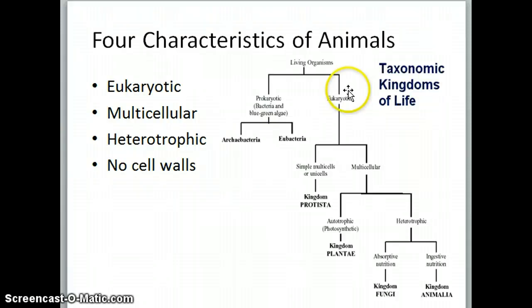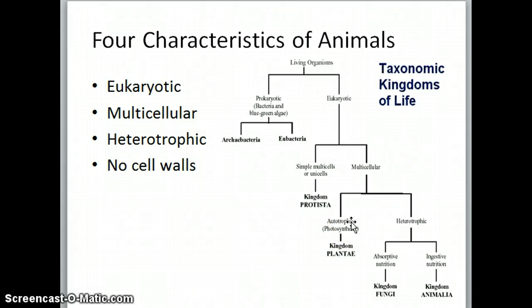Eukaryotes can be broken down into two groups as well: organisms with a single cell, or many simple cells, and organisms with many complex cells that have different structures and functions. Animals, like humans, have different types of cells that each has a special function in helping the whole organism to function. Multicellular organisms are broken down into heterotrophic and autotrophic.